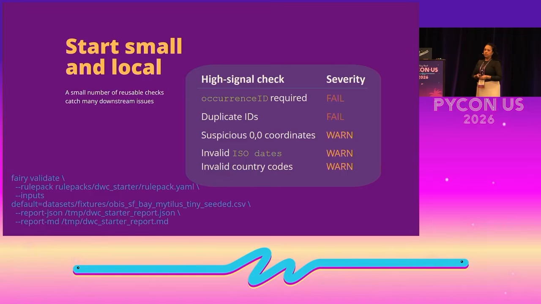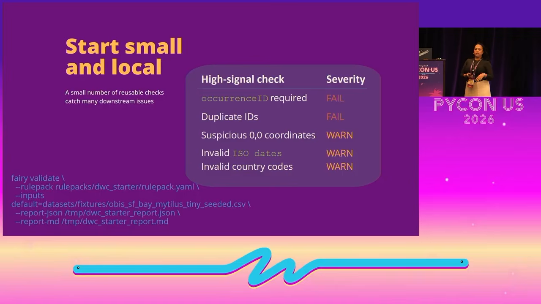So I started small. I would work with these groups with maybe 5 to 10 rules that I would create for them, or help them create themselves. And I had some examples from the OBIS data. Occurrence ID was required. We wanted to check for duplicate IDs, suspicious coordinates, invalid ISO dates, and country codes. Country codes like you write US or USA were coming up quite often, especially with these boats that were going around different locations.